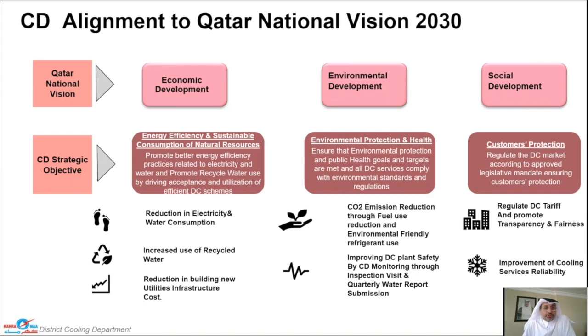In Qatar, we have the Qatar National Vision 2030, and that's the guide for us to go forward. We have four pillars: economic, human, social, and environmental development. The three we are more concerned about, which relate to ours, are the economy, the environment, and the social. For the economy, promoting better energy efficiency practices related to electricity and water. For the environment, how we can reduce CO2 and other environment-related impacts. The same for social.